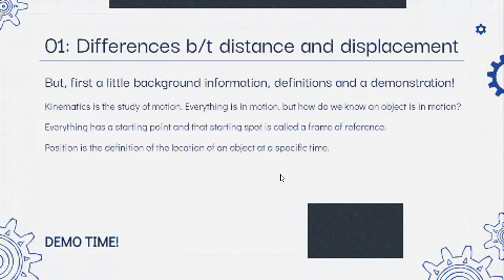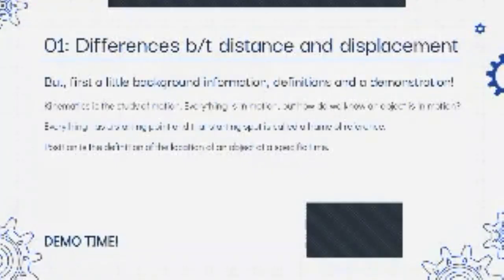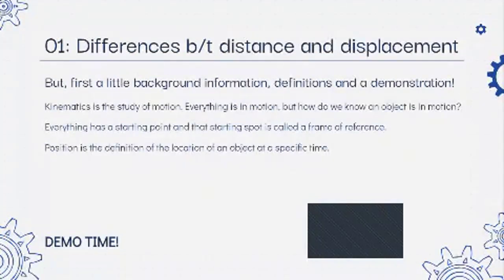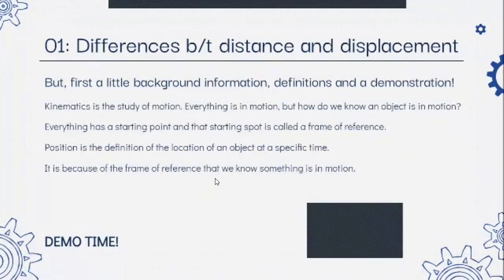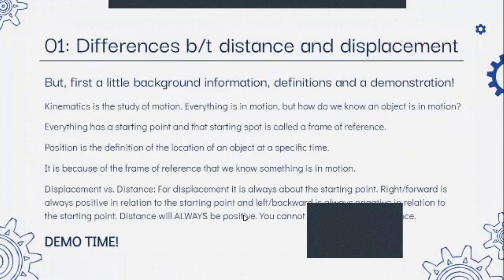Position is the definition of a location of an object at a very specific time. Depending on where it is from the starting point or the frame of reference point, it could be positive, it could be negative, in terms of displacement. In terms of distance, it will always be positive. Distance traveled will always be positive no matter what direction you go in, because of the frame of reference, how we're going to describe something, what we're looking at and from where.